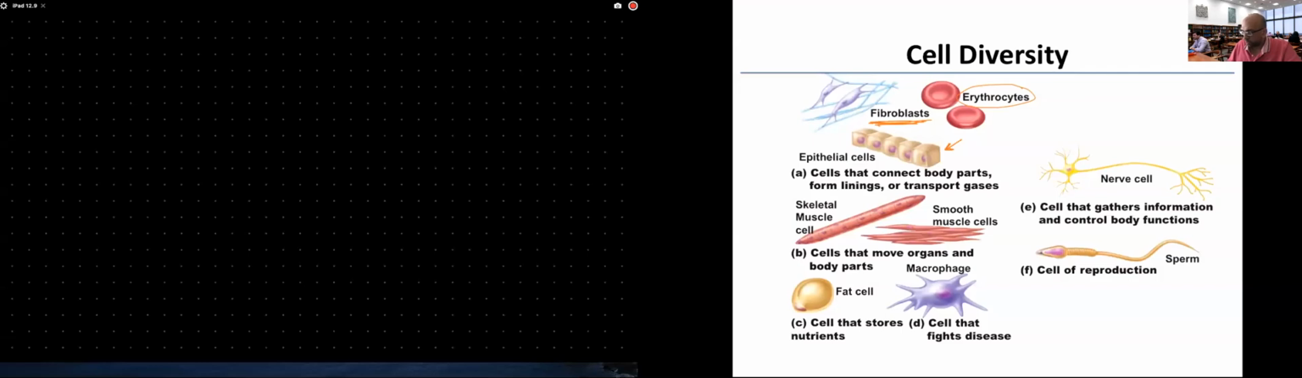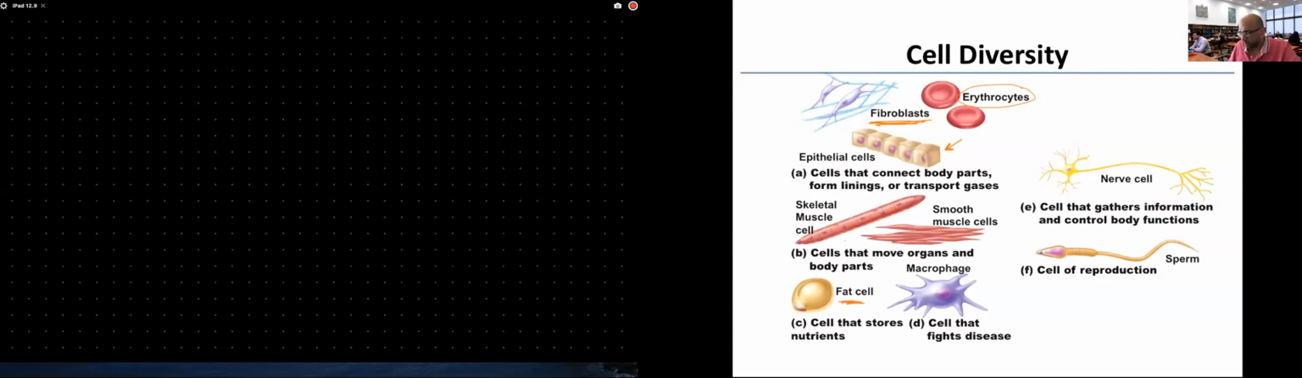We have cells that have the ability to contract, to reduce their length. Those are my muscle cells. And if you remember, we've seen three types of muscle cells forming the three types of muscle tissue: skeletal muscle fibers, smooth muscle cells, and cardiac muscle cells. We've got some cells that have the ability to store fat in the adipose connective tissue.